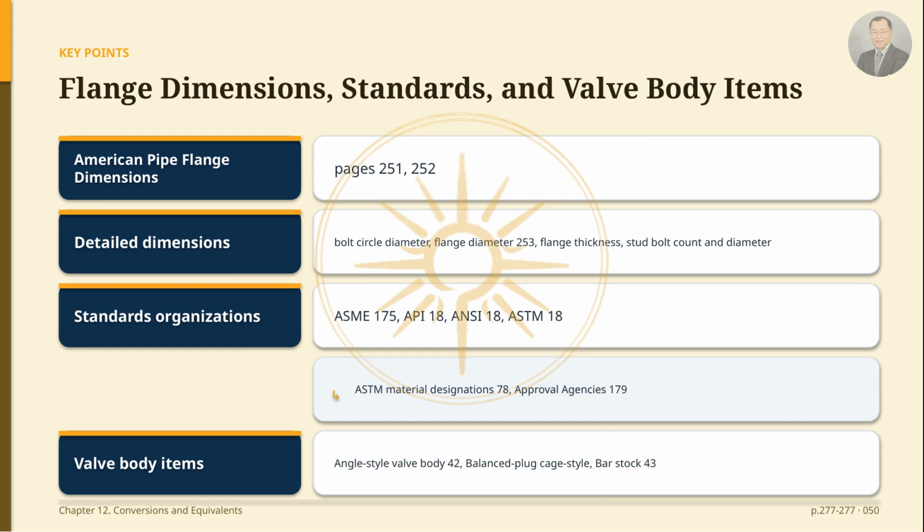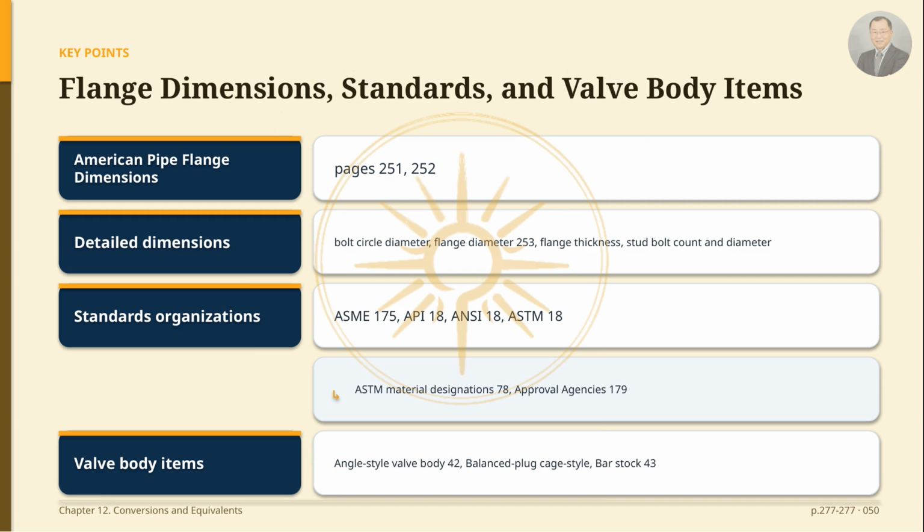This slide is a reference table designed to help you quickly locate flange dimensions, standards organizations, and valve body items. For example, American pipe flange dimensions can be found on pages 251 and 252, and information on standards organizations like ASME is included on page 175. I recommend that engineers use the index to directly refer to other detailed dimensions, material designations, or specific types of valve bodies whenever needed during the design or review process.